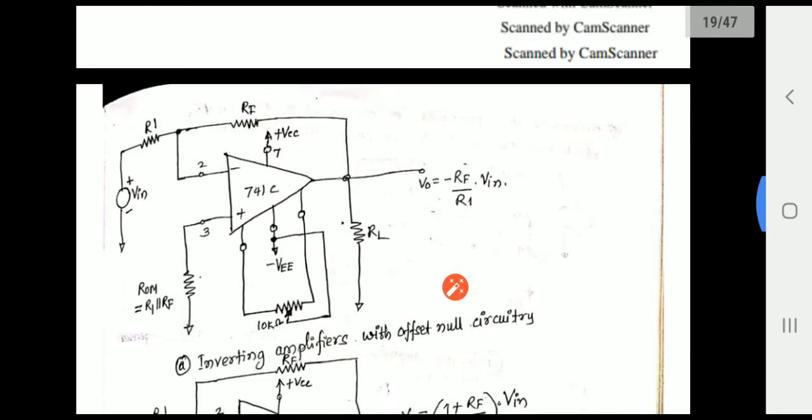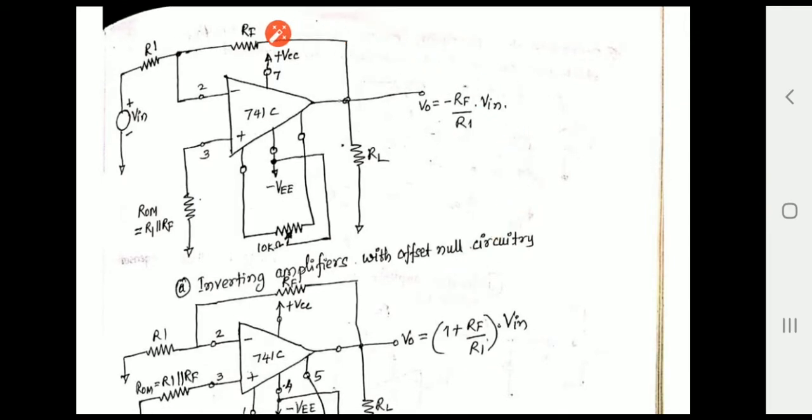Now, this is the first circuit shown here, where Vin is the input voltage applied to the inverting terminal. R1 is the input resistance, and RF is the feedback resistance connected back between the input and output. Here the non-inverting terminal is connected to ground with the resistor ROM.